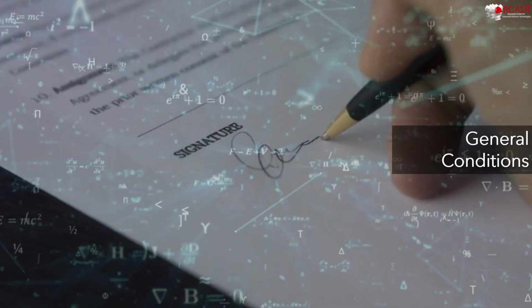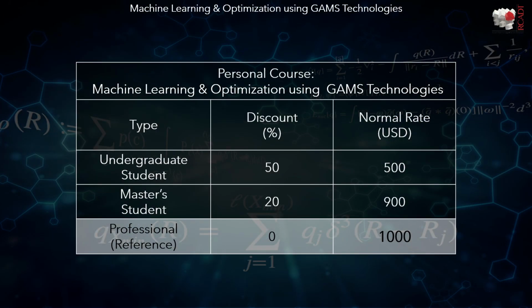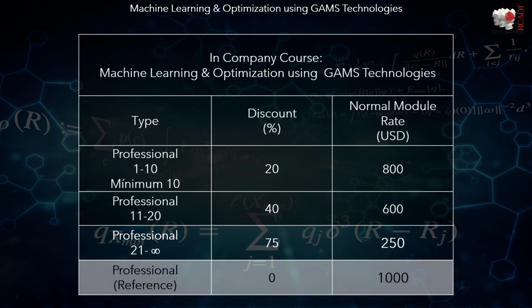General conditions. The price of each module is $1,000 US American dollars. Student discounts are offered as follows: 50% to undergraduate students, and 20% to master's students. The course may be taught under the in-company modality. In this case, prices vary depending on the number of students. Companies, public bodies, universities and research centers are considered.